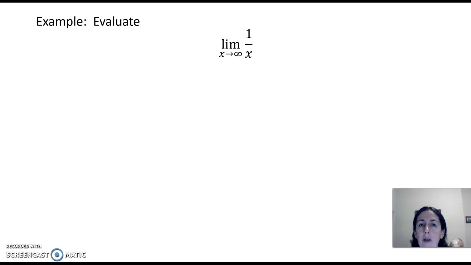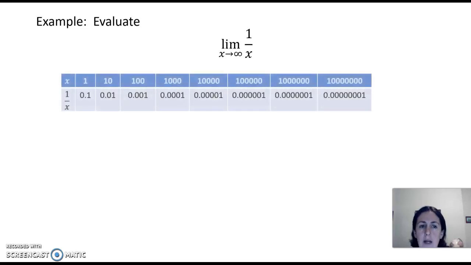Well, infinity isn't a real number, so we can't actually plug infinity in. So when we're taking the limit, we're trying to see what happens to this 1 over x function as x gets really, really, really big in the positive direction. So we'll just pick x values that are really big, like 10, 100, 1000, and we'll plug them into 1 over x and see what happens.